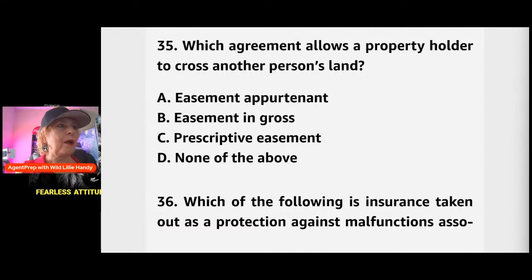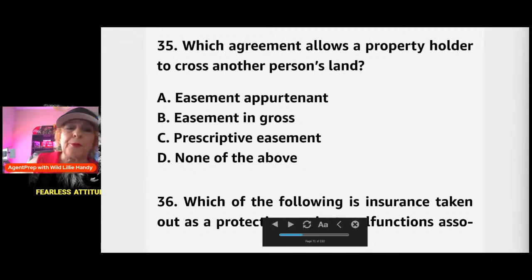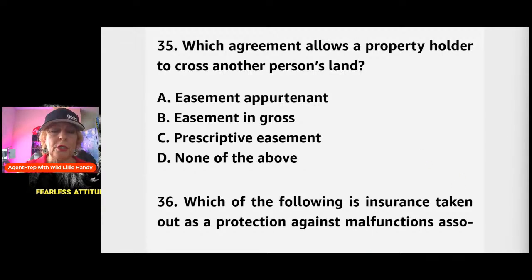Thanks. All right, number 35. Which agreement allows a property holder to cross another person's land? A, easement appurtenant, B, easement in gross, C, prescriptive easement, or D, none of the above. Allows a property holder to cross another person's land. This is easement appurtenant. It's attached to the land.